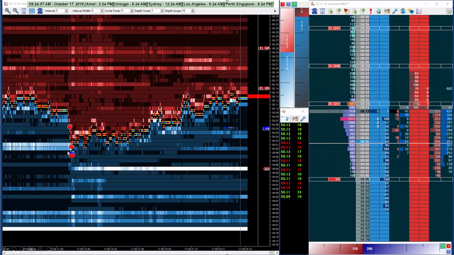Okay, so this absorption: we had sellers selling, the bidders stood up and absorbed it, then the bidders turned active. Then we saw buyers come into the market. That, to me, is the safer trade. That's why you don't see a trade at 49.98. I want to see these guys down here get stopped out.